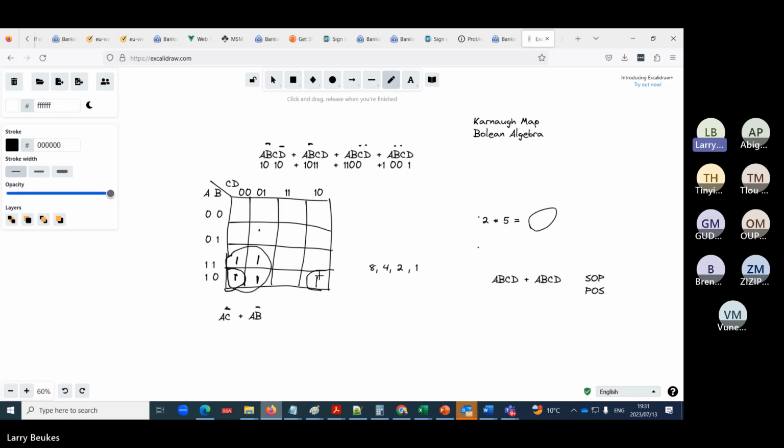Then CD. Now this means that there's two columns. There's this column, the first one, and the last one. So in the first column, C is 0, but in the last column, C is 1. So we're going to throw it away. D is 0, and D is 0 in the last column. So we're going to take D, right?